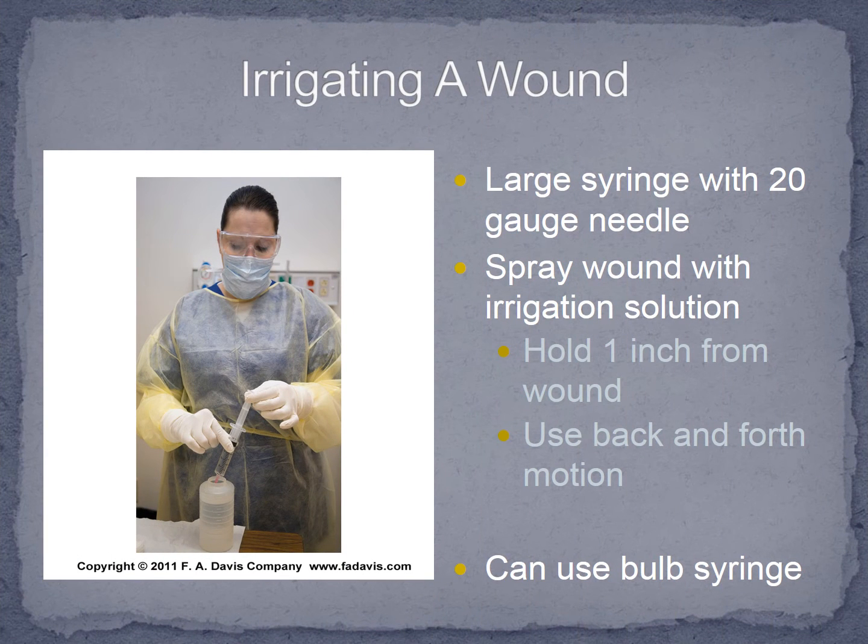You may want to put on PPE for this. As you see here, she's got a gown, she's got a mask, she has goggles on, because sometimes you could get some spray back from this, so you want to make sure that you are protected. You get a large syringe, either a 30 to 60 ml syringe with a 20 gauge needle. Spray the wound with the irrigation solution. It's usually normal saline. Hold the needle 1 inch away from the wound and go in a back and forth motion.